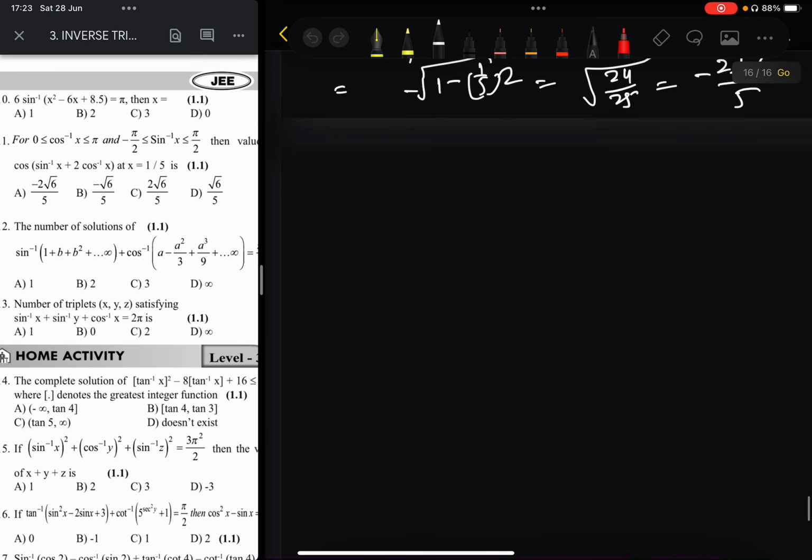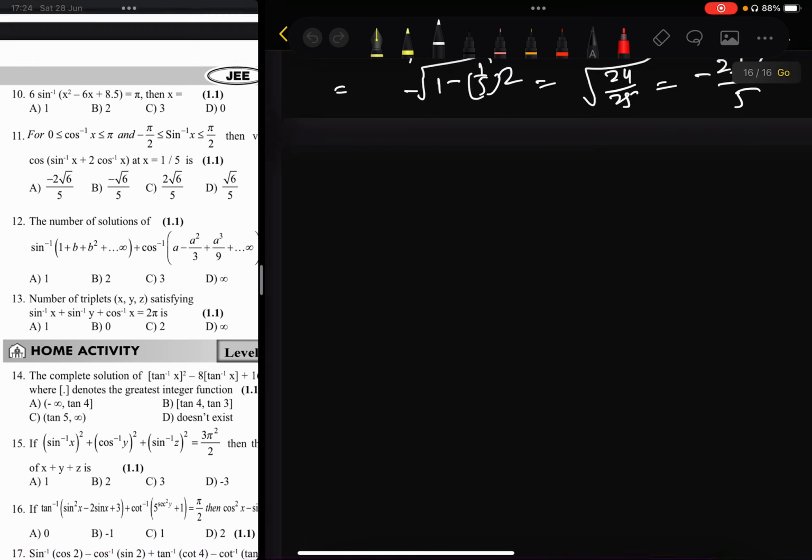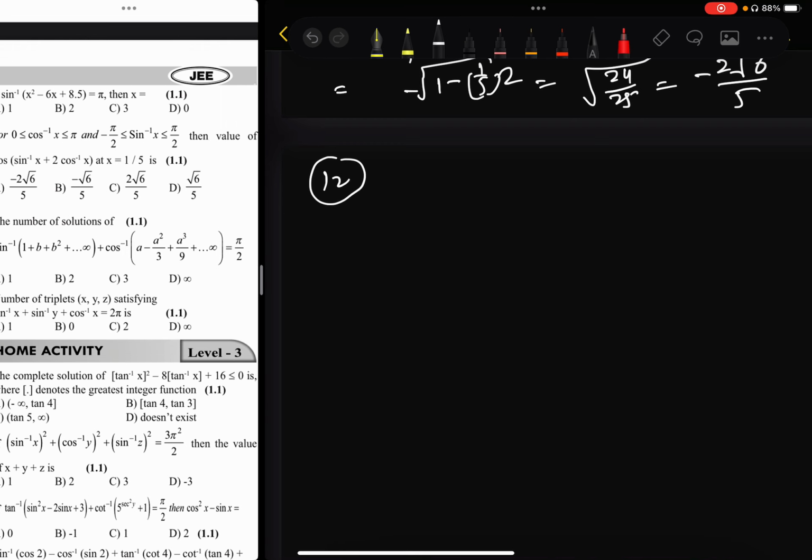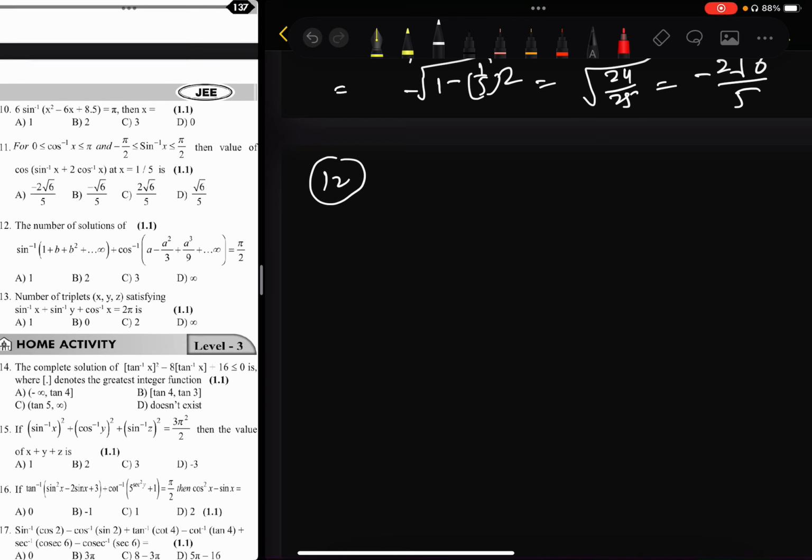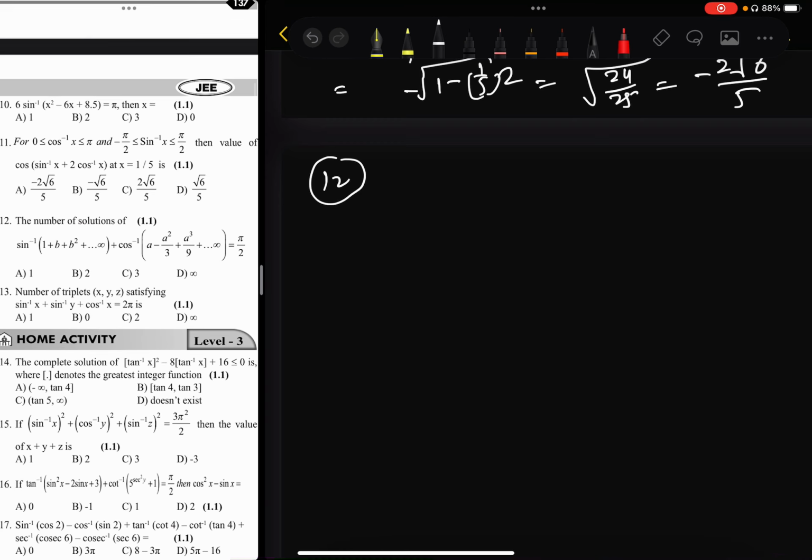Right, now next question. Question number 12. Number of solutions we need to find here. So here this is given pi by 2. So this should be always true if this thing is lying between minus 1 to 1, then this will be always true. Argument of sin x and argument of cos x, if both are lying between minus 1 to 1, right?